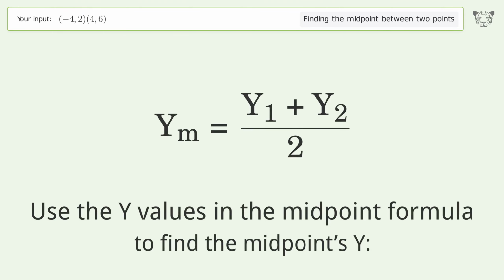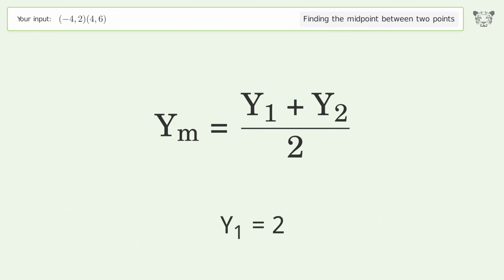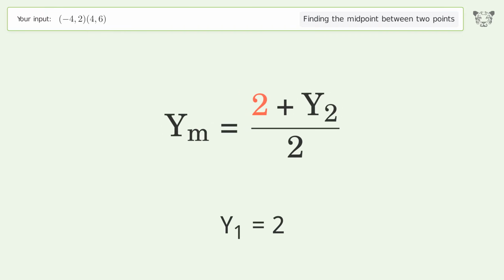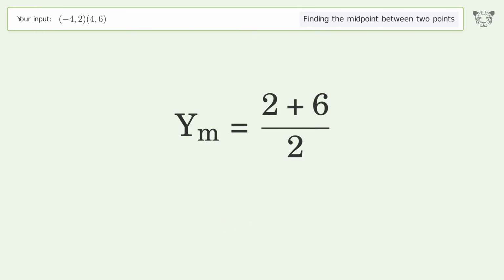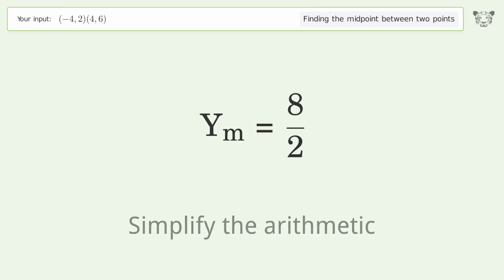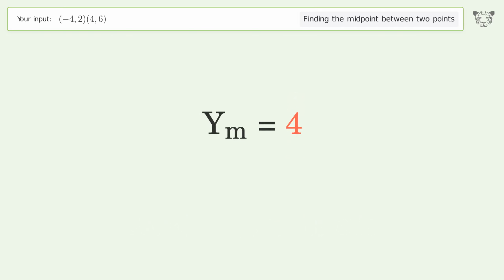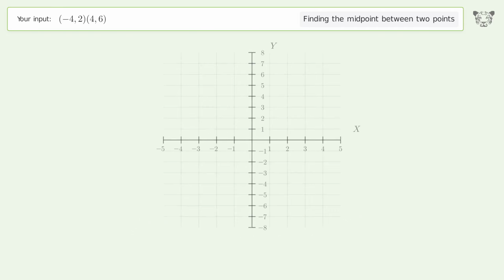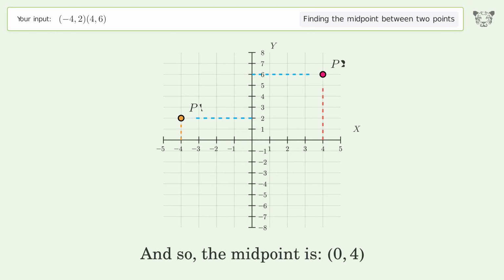Use the y values in the midpoint formula to find the midpoint's y. y1 equals 2. y2 equals 6. Simplify the arithmetic. And so, the midpoint is (0, 4).